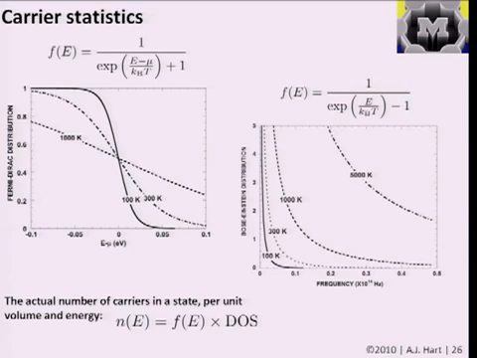Okay, and then if we take this piece of information, the occupation function, and we multiply it by the density of states that we've talked about before, that gives you the real number of carriers. So you take the available states, and you multiply by the chance of finding something in a state, and that gives you the real number of particles you'll find in that state.